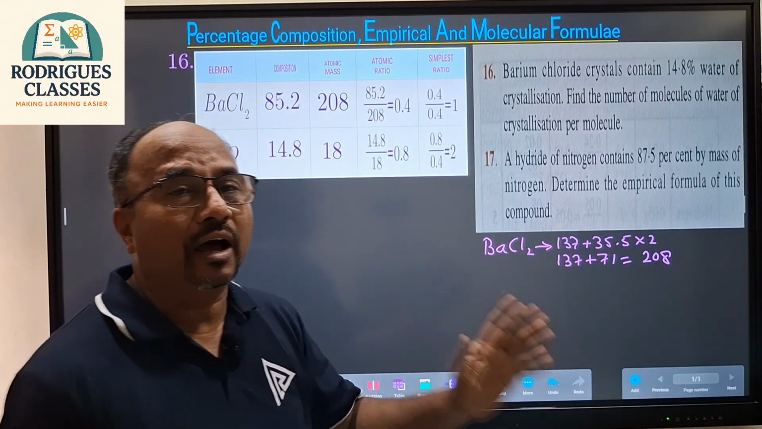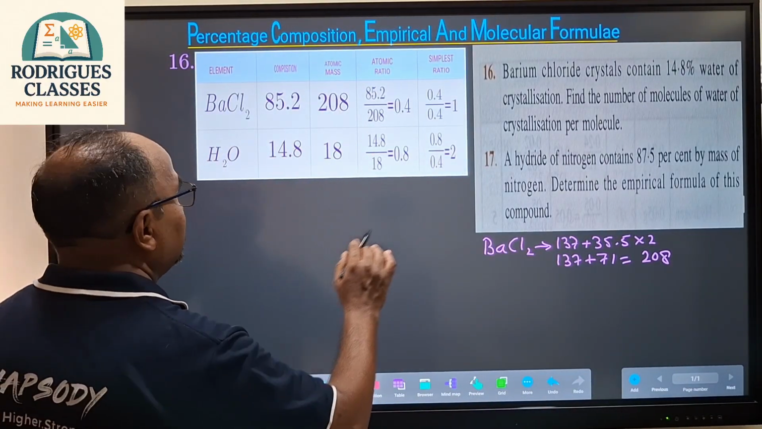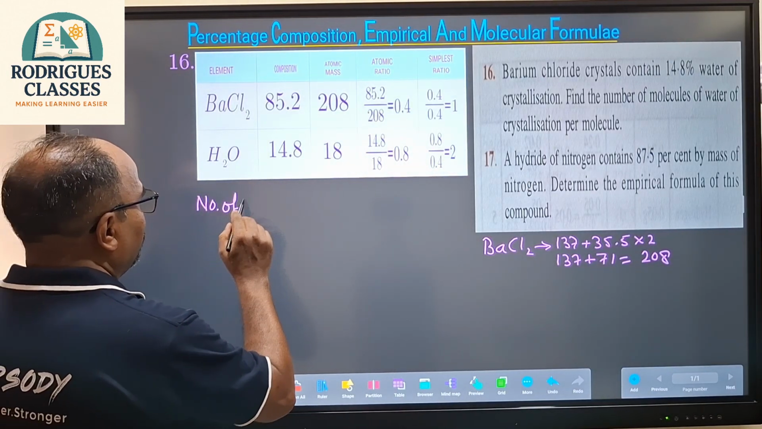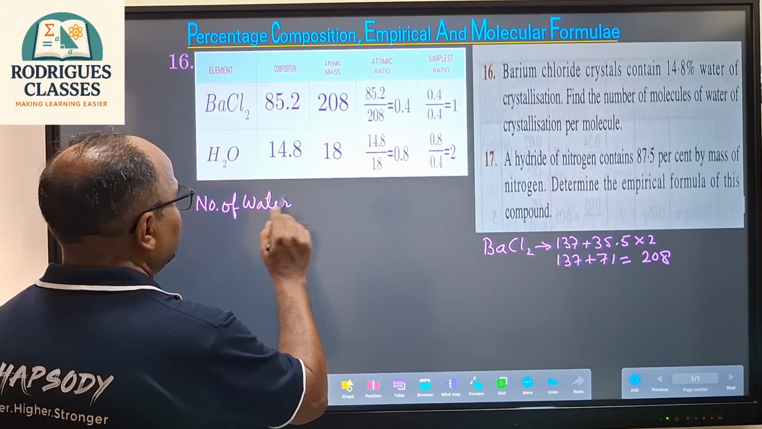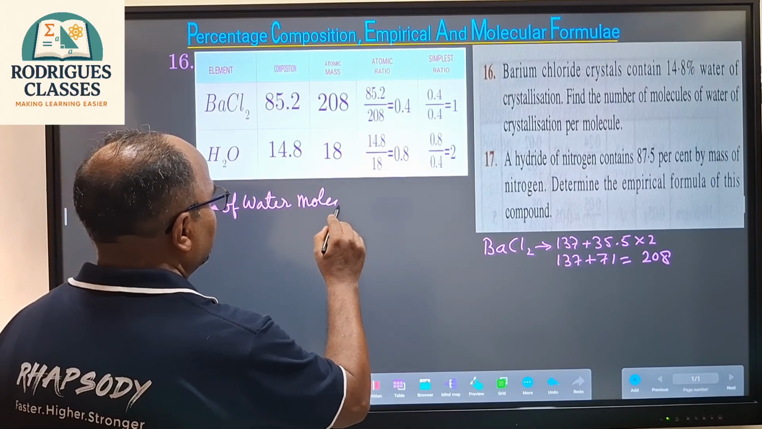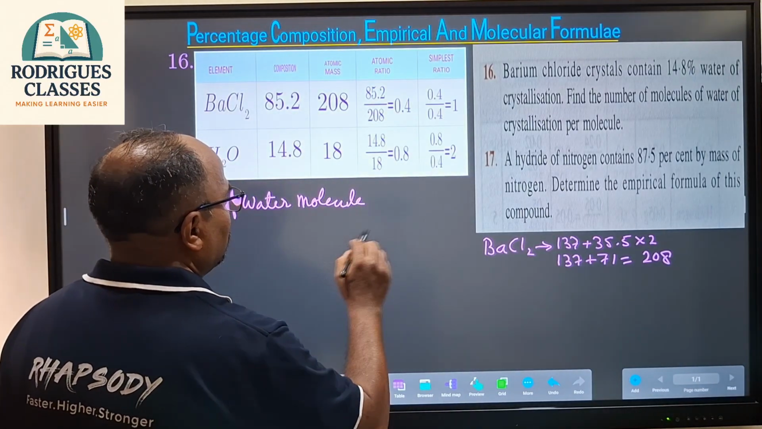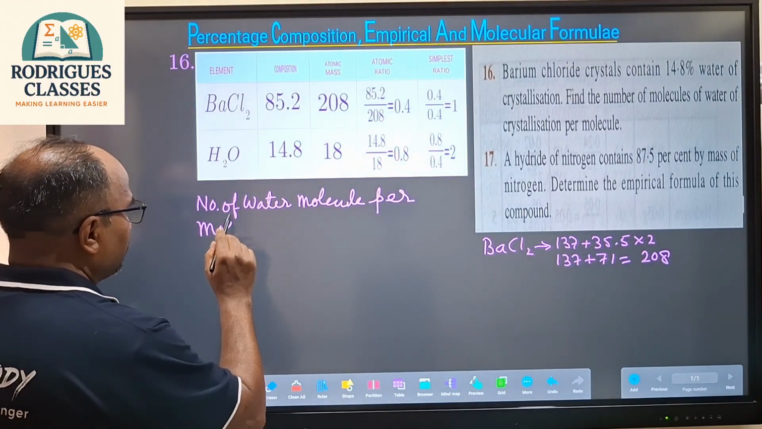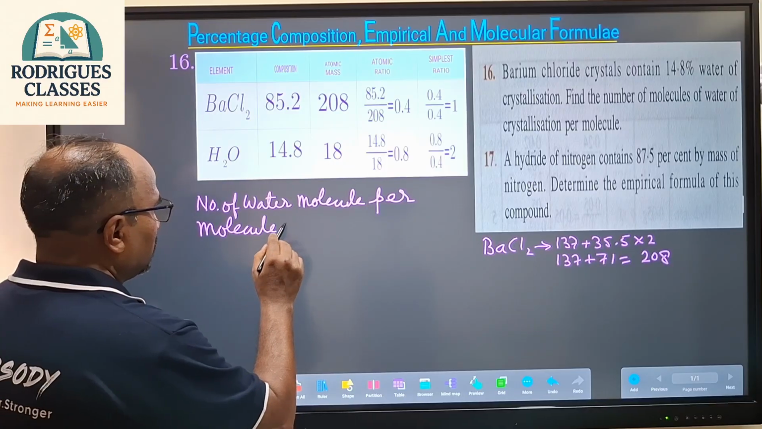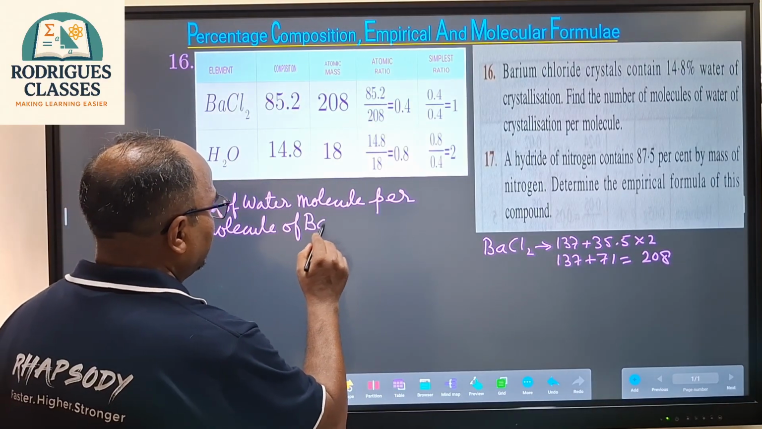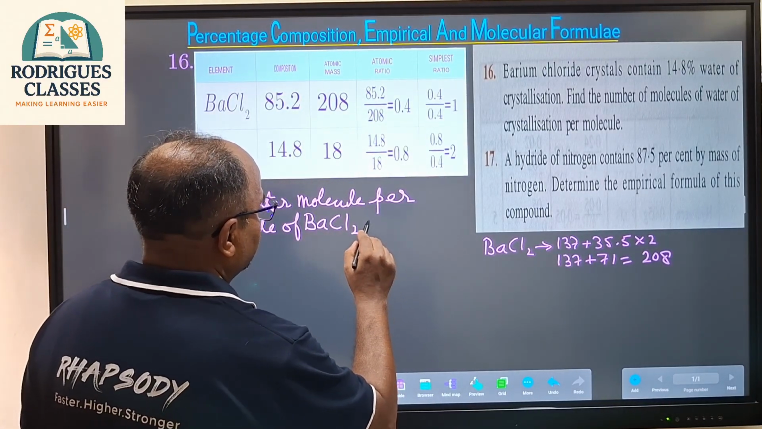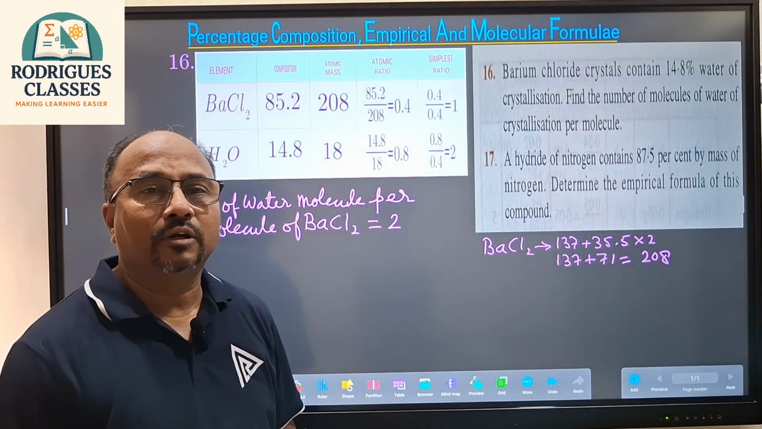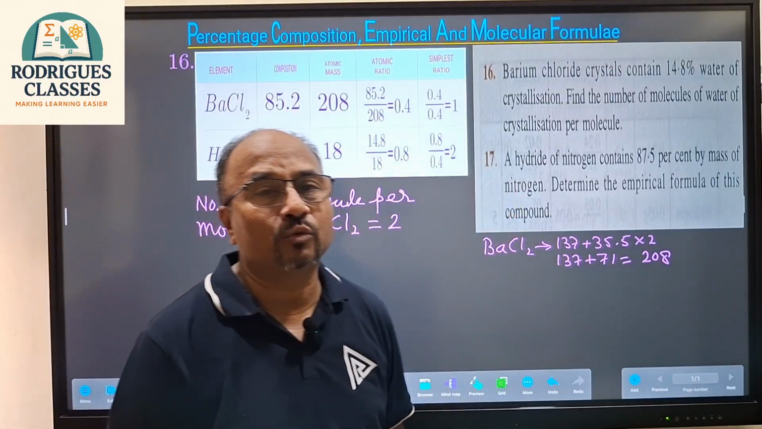So that gives you the answer, which we will write here. We will write: number of water molecules per molecule of barium chloride is equal to 2. Okay, so that finishes this sum. Let us take a look at the 17th one.